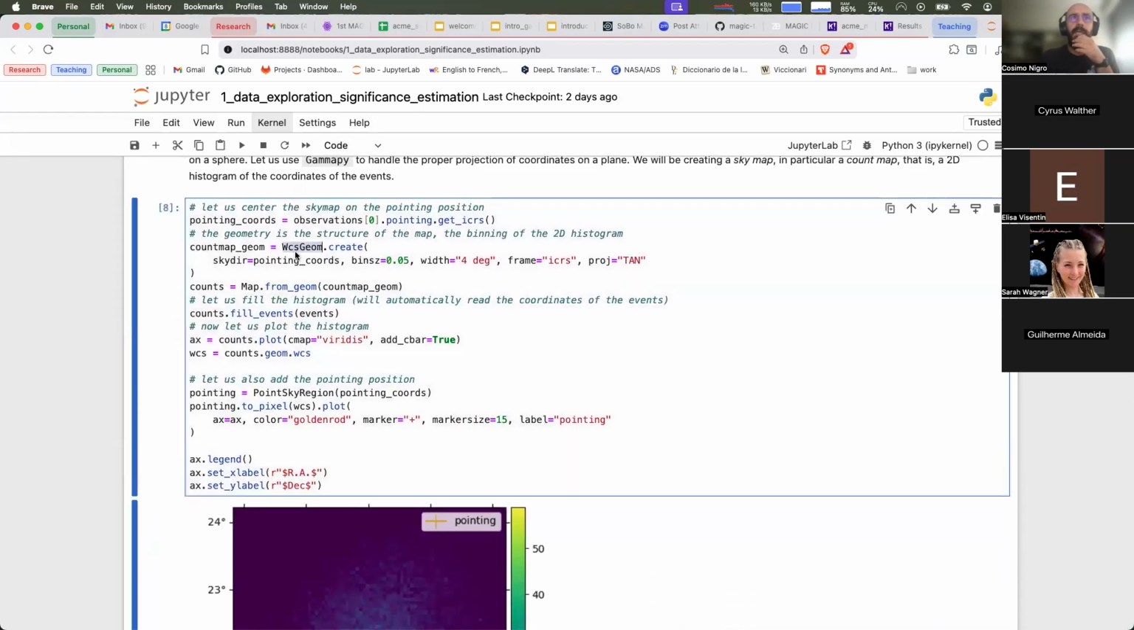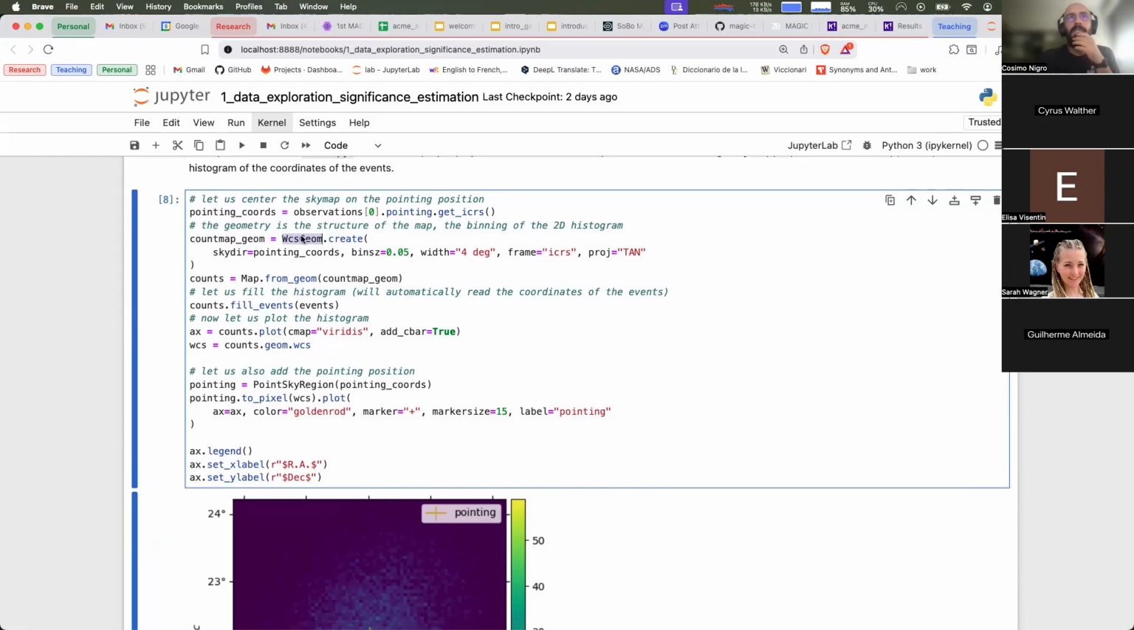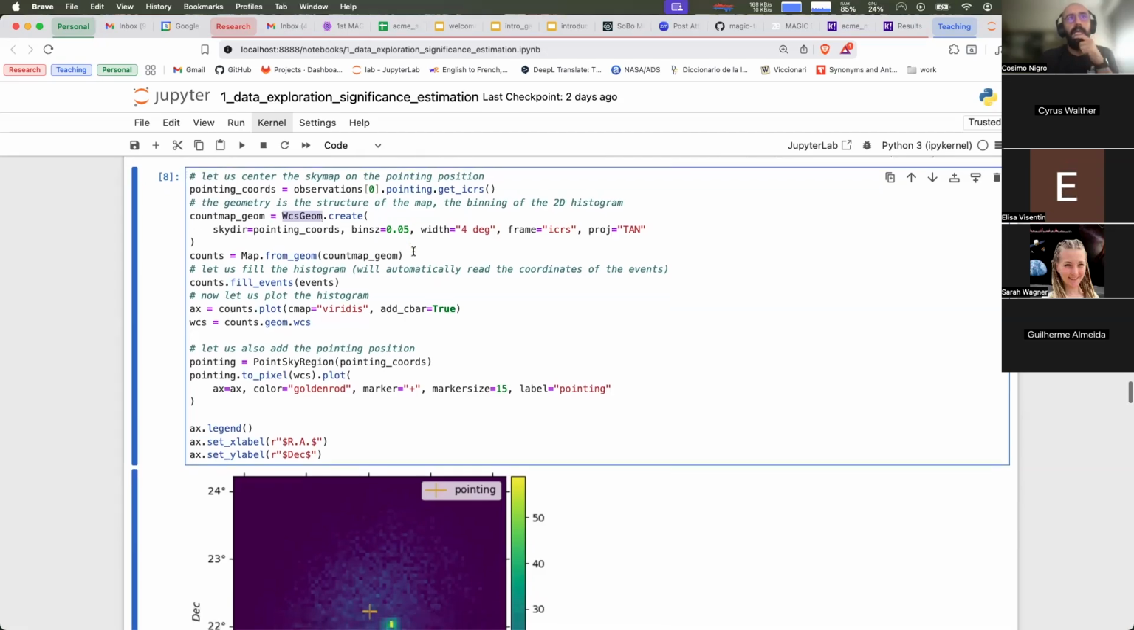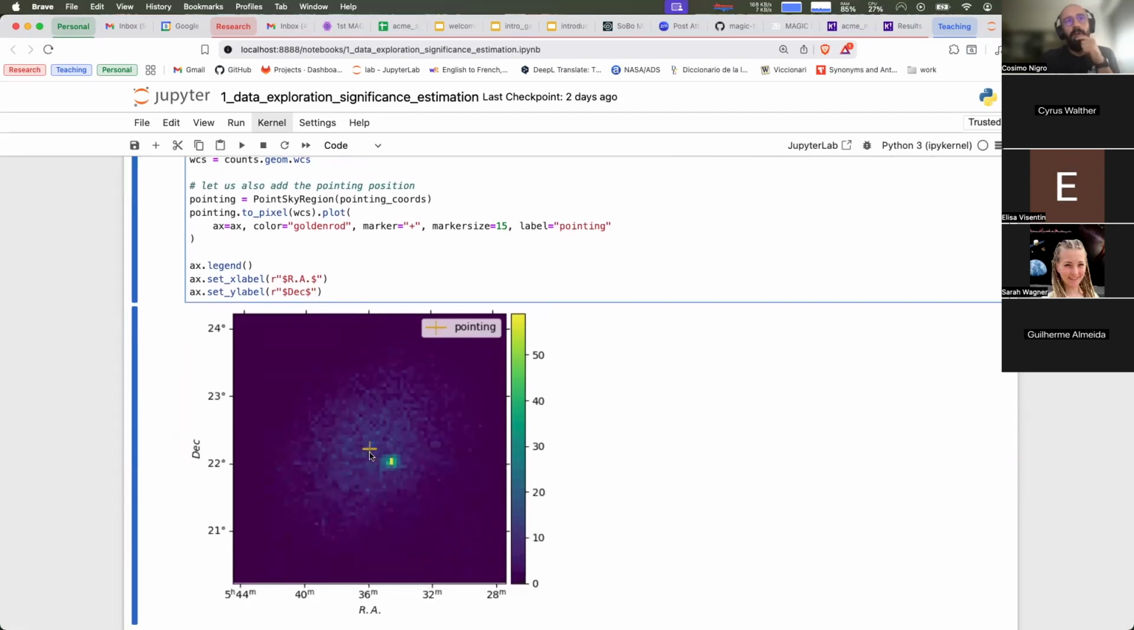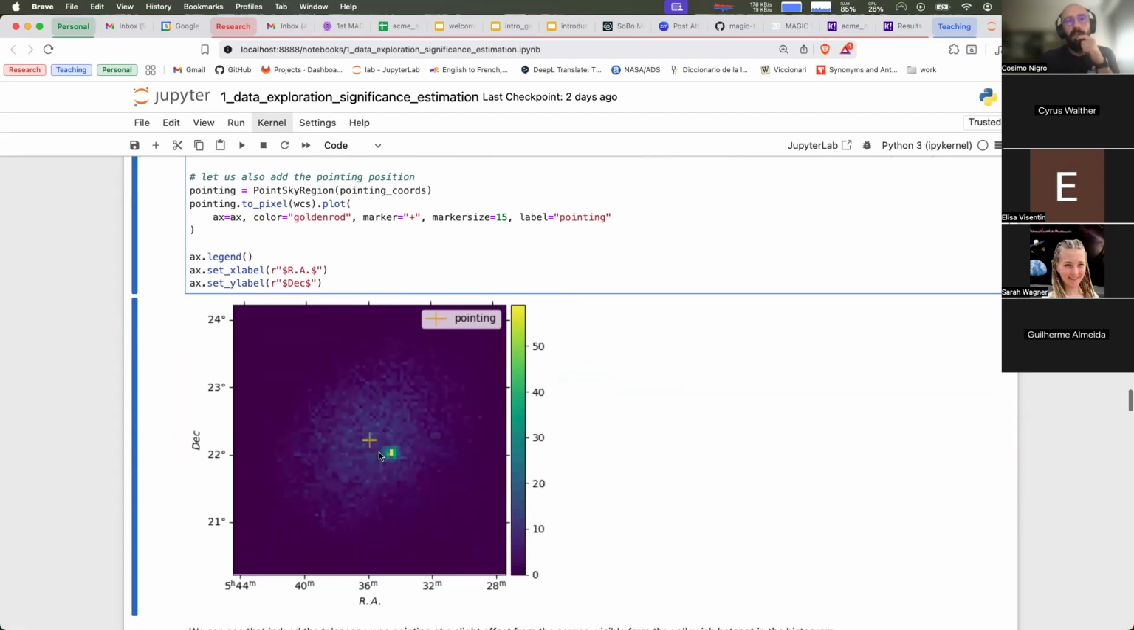Basically, we use the WCS geom. We will examine this type of element later when we do the 3D analysis, but basically it defines the binning in right ascension and declination. So we are producing a map of 4-degree width with bins of 0.05 degree width. And then we just fill the count map with the events, okay? I also plot where the telescope is pointing. As you can see here, we can see very clearly the Crab, but the telescope is not pointing at the source. And this is what we commonly do in gamma ray astronomy.